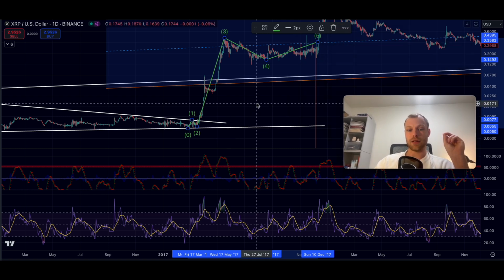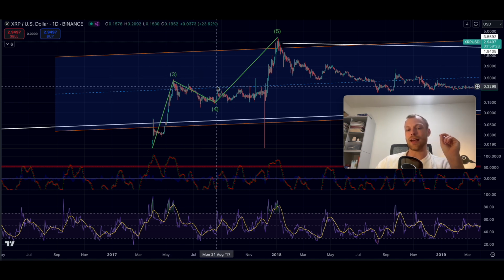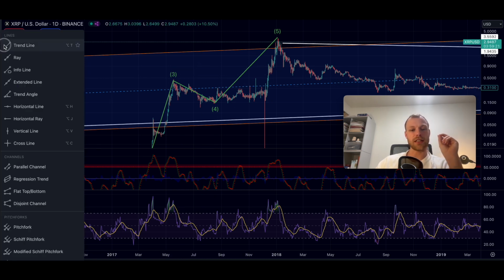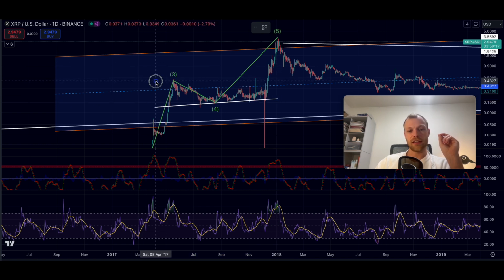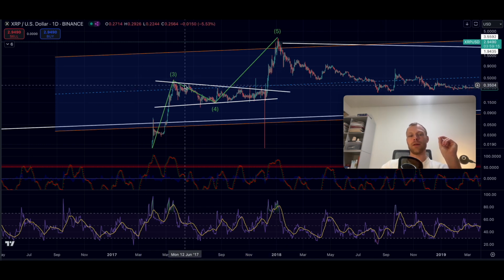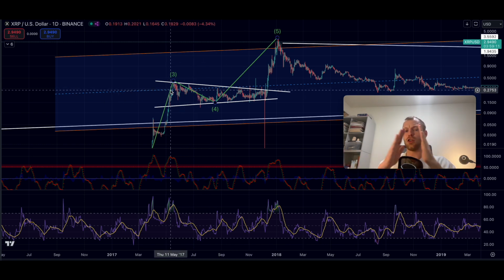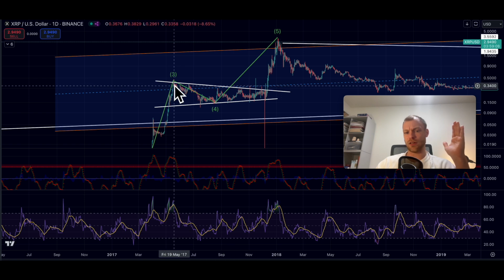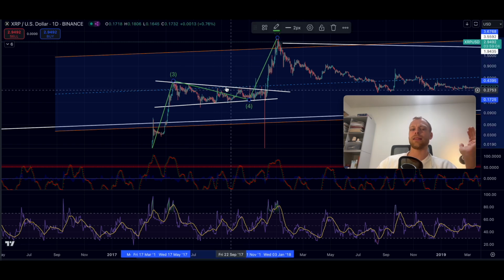And let me draw the fifth wave right here. So why does this again look like the fourth wave? Well, guys, for me personally, this is really a fourth wave structure. It's a very long period of time that we have this correction. Maybe we could even draw it a little bit better like this.